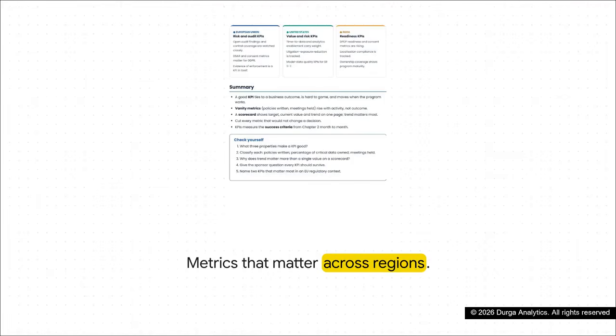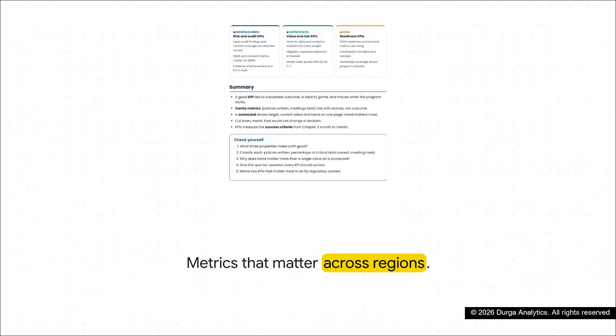Let's pivot slightly for Section 5, regional metrics that matter. So if you're operating a global data governance program, your scorecard absolutely has to adapt to your specific geography. It's like speaking different regional dialects. If you're reporting to an executive committee in the European Union, they are laser-focused on risk and audit KPIs. They want to see open audit findings and DSAR or consent metrics for GDPR. Evidence of enforcement is basically a KPI in itself over there.